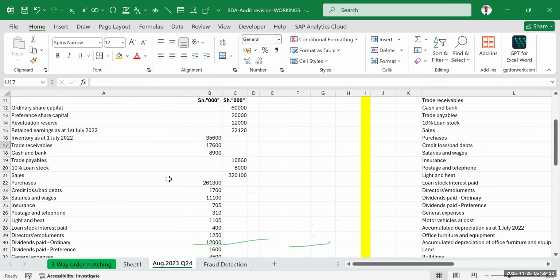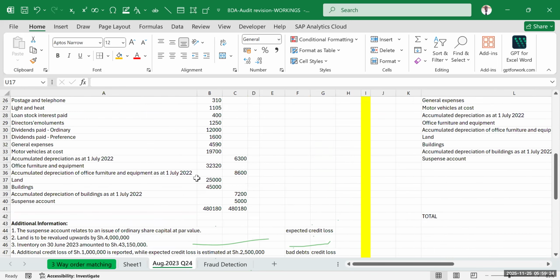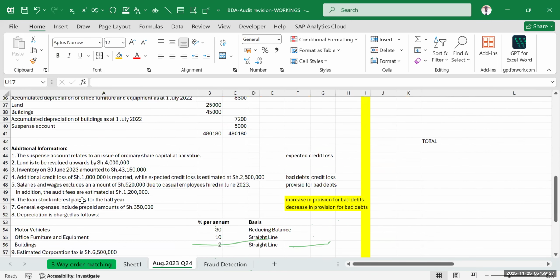And I want you to tell me which postings we are doing, which accounts, and how we are posting. Number 2, land is to be revalued upwards by 4 million. I need the two accounts affected by that. Land is to be revalued, and the postings. Tell me, we debit this, we credit this, because that is the rule that we are following. One is debited, one is credited. Which accounts are we affecting by that adjustment?